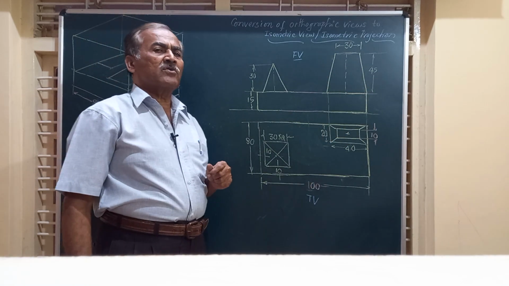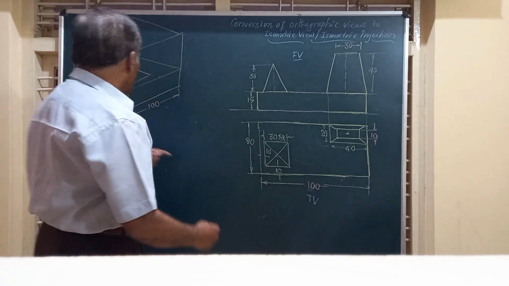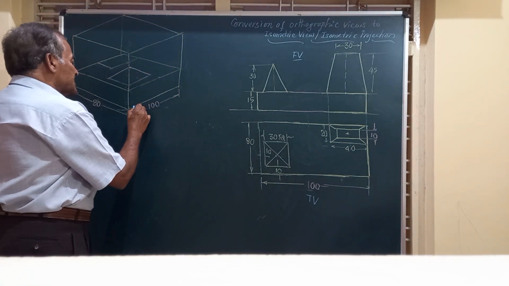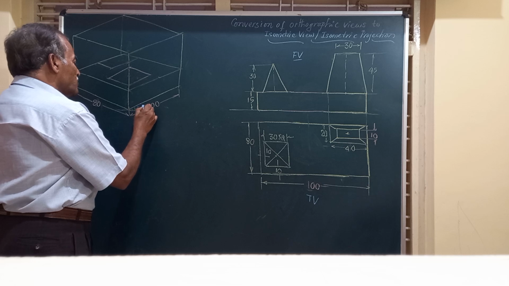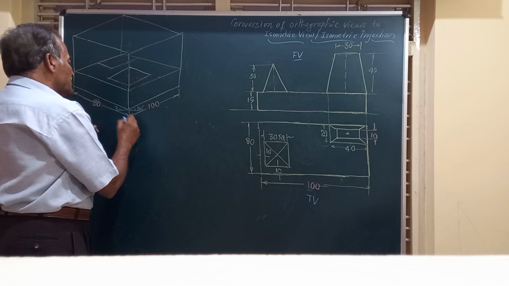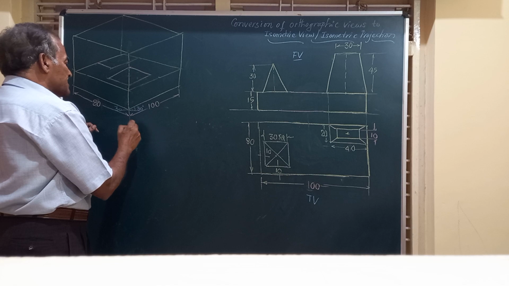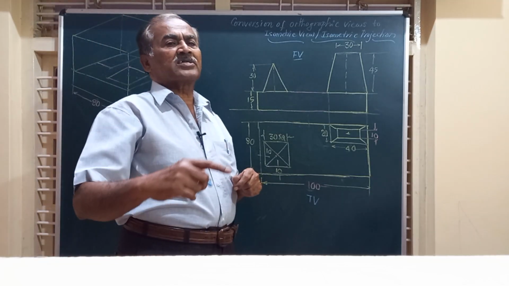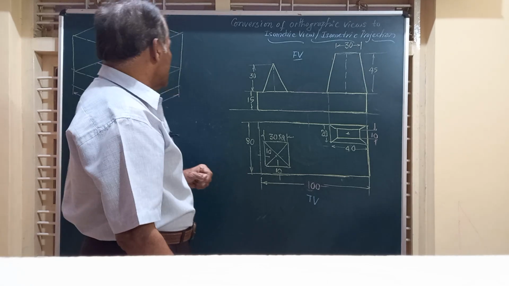So friends, we have to draw two lines inclined at 30 degrees to the horizontal. This is 30 degrees to the horizontal on both the sides. These are the three axes which are at 120 degrees to each other, which are called isometric axes.